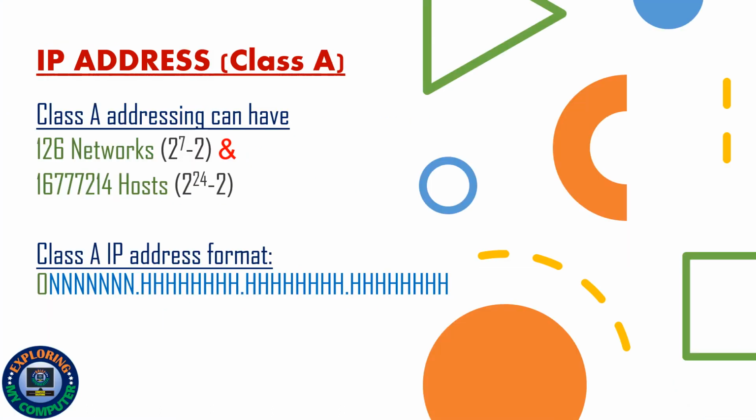Class A addressing can have 126 networks, that is 2 to the power of 7 minus 2, and 16,777,214 hosts, that is 2 to the power of 24 minus 2. The Class A IP address format is shown here.